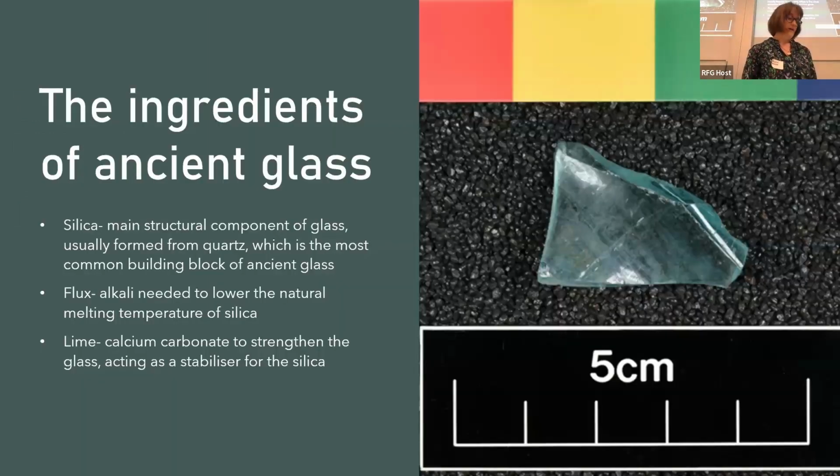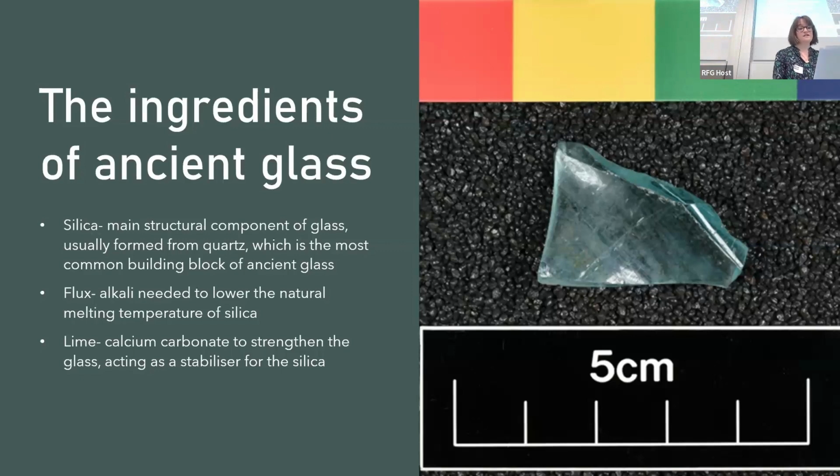So, ancient glass is predominantly made from 4 ingredients, although there will be some significant exceptions that will be discussed later on in this talk. Silica, which is the main structural component of glass and is found in sand, crushed quartz, or feldspar. Quartz is, of course, a natural building block of ancient glass due to its durability, as it actually has a higher melting point than steel.